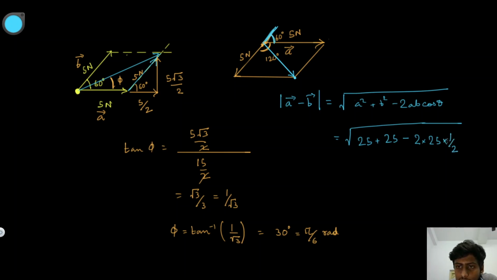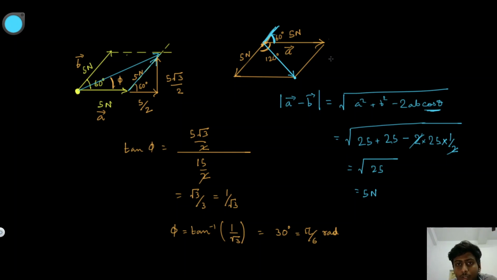So cos theta would be 60 degrees, the angle which was initially made by the a vector and the b vector. Now we are subtracting, so the theta we won't change, we are directly applying the formula, so we would still take the old angle, right? So this would turn out to be square root of 25 plus 25 minus 25. So the answer would be square root of 25, or 5 newtons, right?